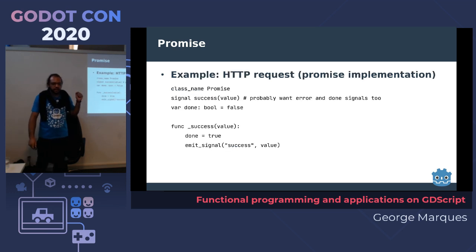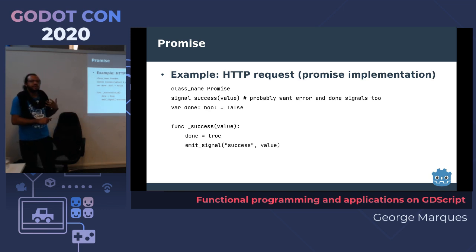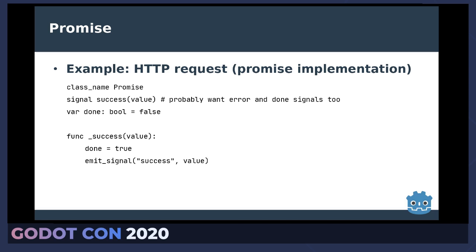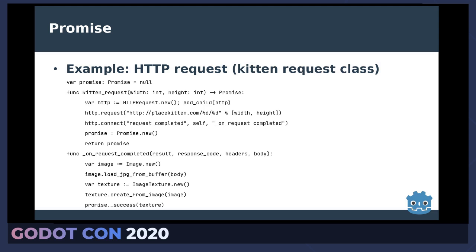For example, I'm going to do essentially a promise implementation in GDScript. I have a class named Promise, which has a success signal that is emitted when the promise succeeds. You may have error signals or done signals for when it's either success or error, but for simplicity, I omitted those. When the success function is called, it sets done to true and emits the success signal. So whoever is using this implementation will call this success function, and everybody using the promise, like it's connected already, knows what to do.